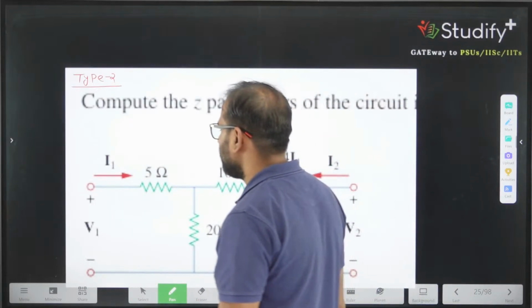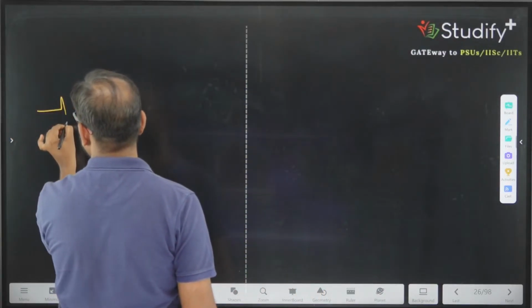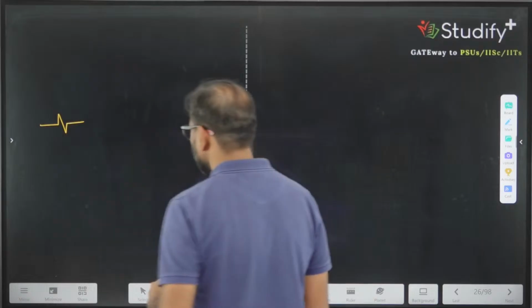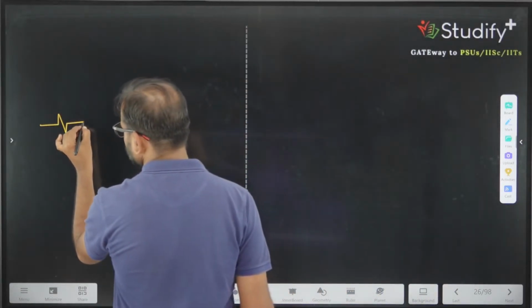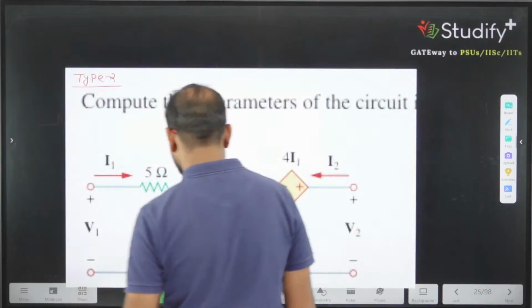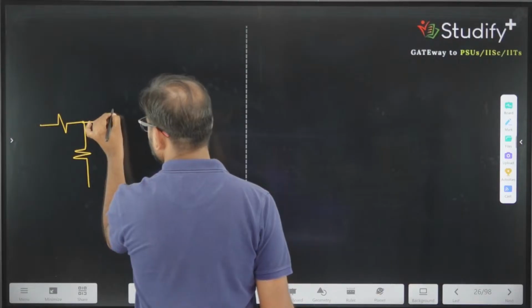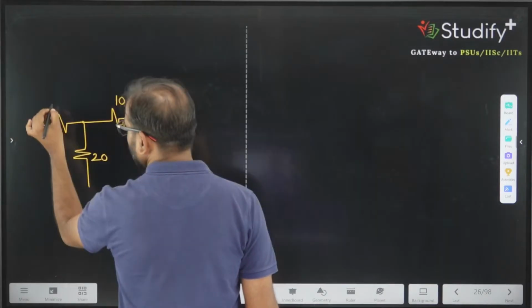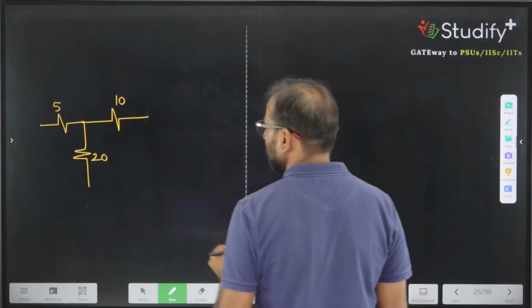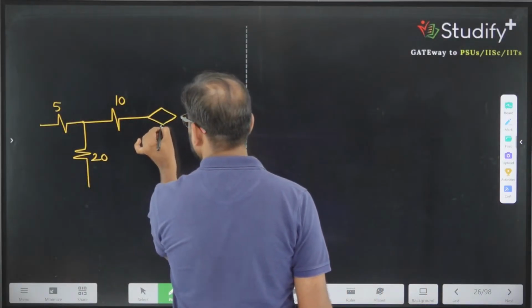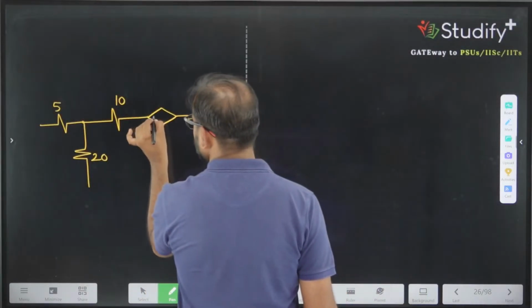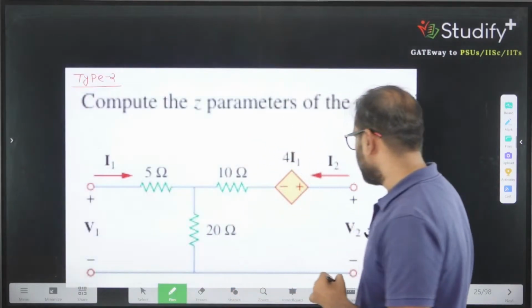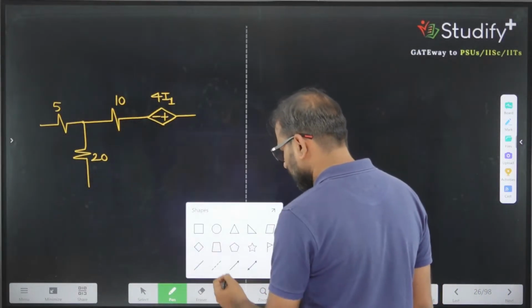Type 2 category. So you are having a 5 ohm resistance here, then a 20 ohm resistance, then a 10 ohm resistance, then a dependent source with value 25 I1, with polarity minus plus, for I1, fine, and we are having this.